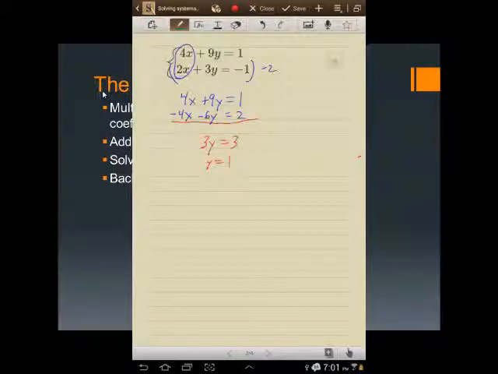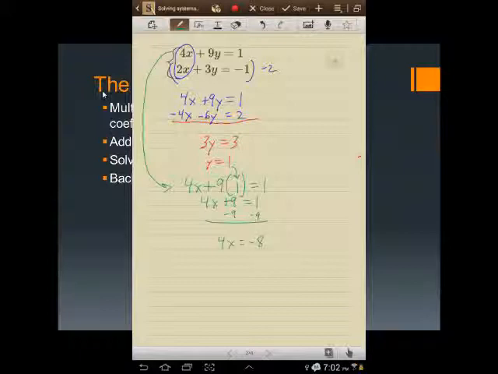Let's see here. It doesn't matter which equation I do. I think this time I'm going to do the first one, just because. 4x plus 9 times 1 equals 1. 4x plus 9 equals 1. Subtract the 9 from both sides. 4x equals -8. Divide by 4. X is -2. So my answer is -2, 1. That point is where those two lines will intersect.